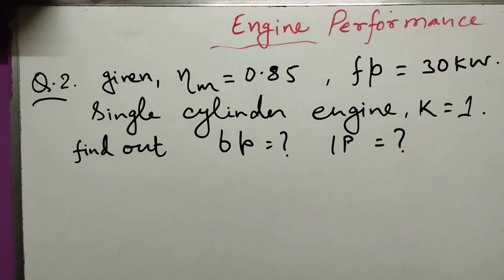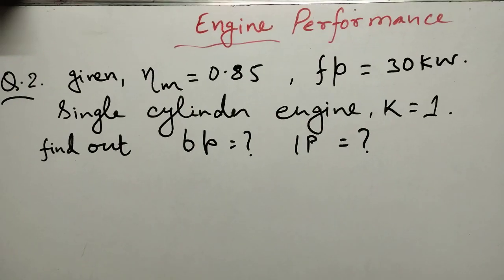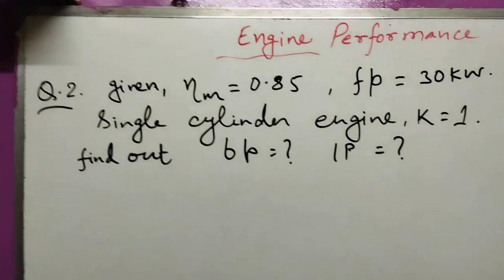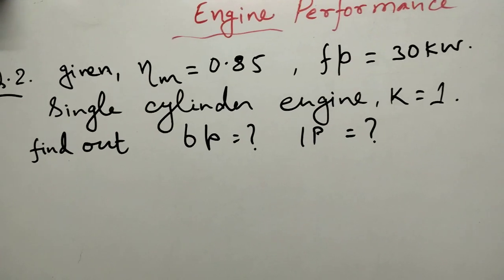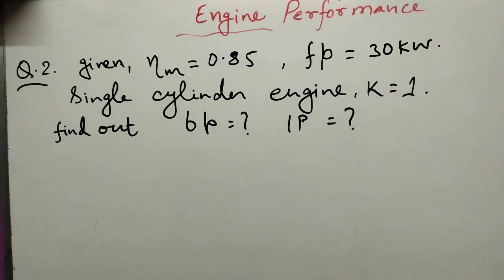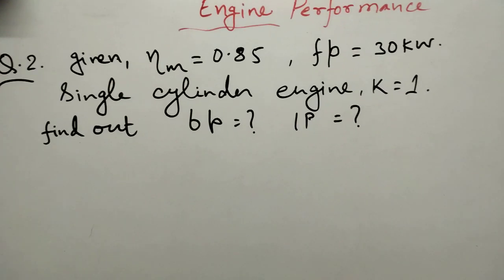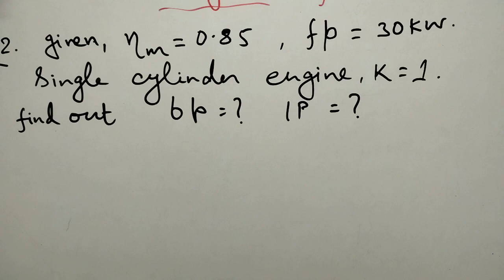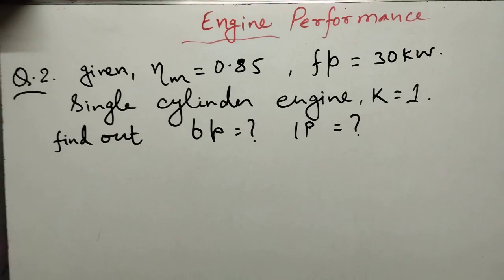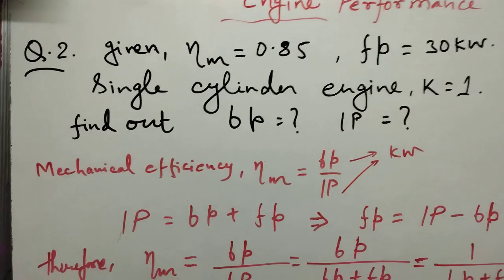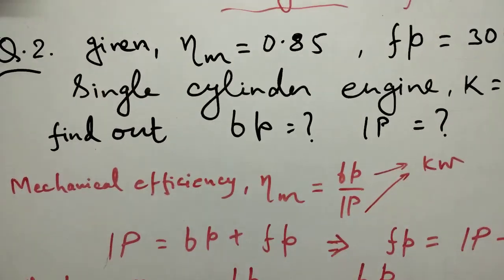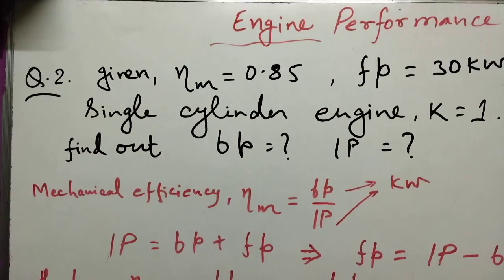Question number 2 for engine performance. In the question, the mechanical efficiency of the engine is 85%. Here eta m equal to 0.85, and the frictional power is given as 30 kilowatt. For a single cylinder engine, we find out the brake power and indicated power of the engine. Mechanical efficiency equals brake power divided by indicated power.